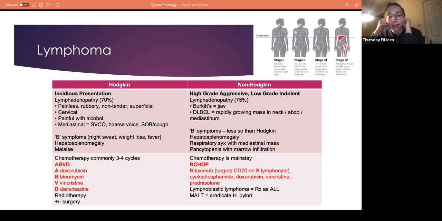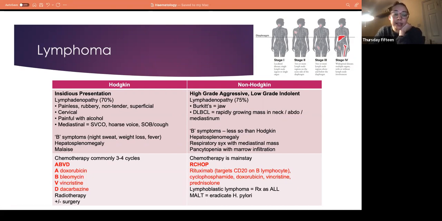The B symptoms are less so in non-Hodgkin's than they are in Hodgkin's. And you can also get marrow infiltration in non-Hodgkin's, so you get all the pancytopenias. They're both managed with chemotherapy, radiotherapy, and potentially surgery to debulk the tumour.